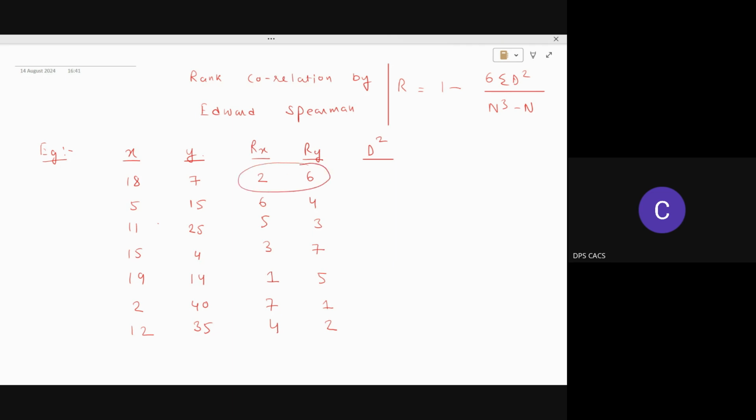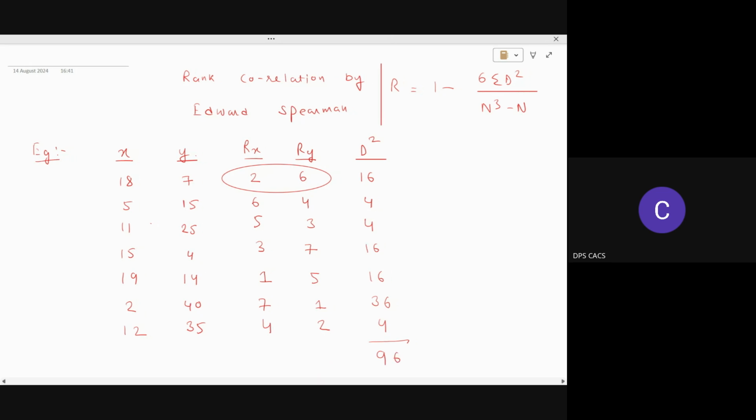And now D square, anyone can find that. 2 minus 6 is how much? Minus 4, and its square will be? 6 minus 4 is 2, 2 square is 4. 5 minus 3 is 2, 4. 7 minus 3 is 4, 16. 16. 36. Last 4. Total 96. It is going to be very easy.